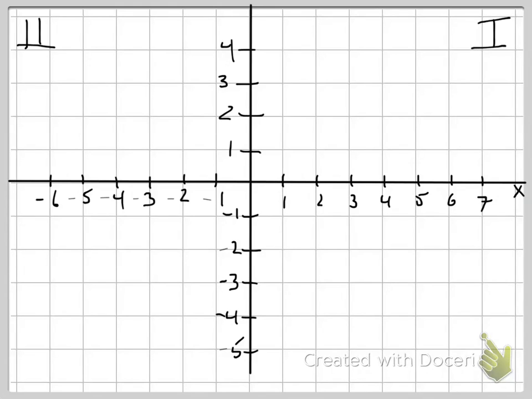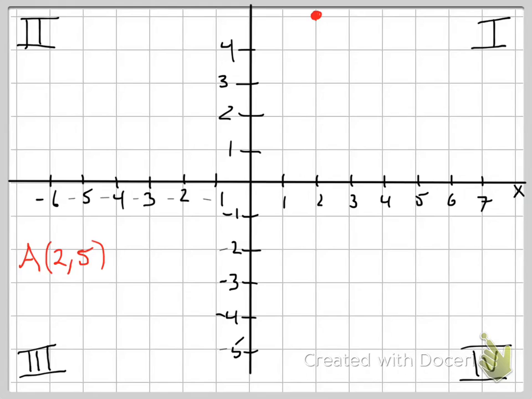We'll go counterclockwise. So the first one over here on the upper right hand corner is quadrant 1. Then we'll have quadrant 2, quadrant 3, quadrant 4. And then what we're going to do is we're just going to practice plotting some points. So if you want to pause the video and plot the points as we go on your own, just to practice, you can. So the first point is (2, 5).